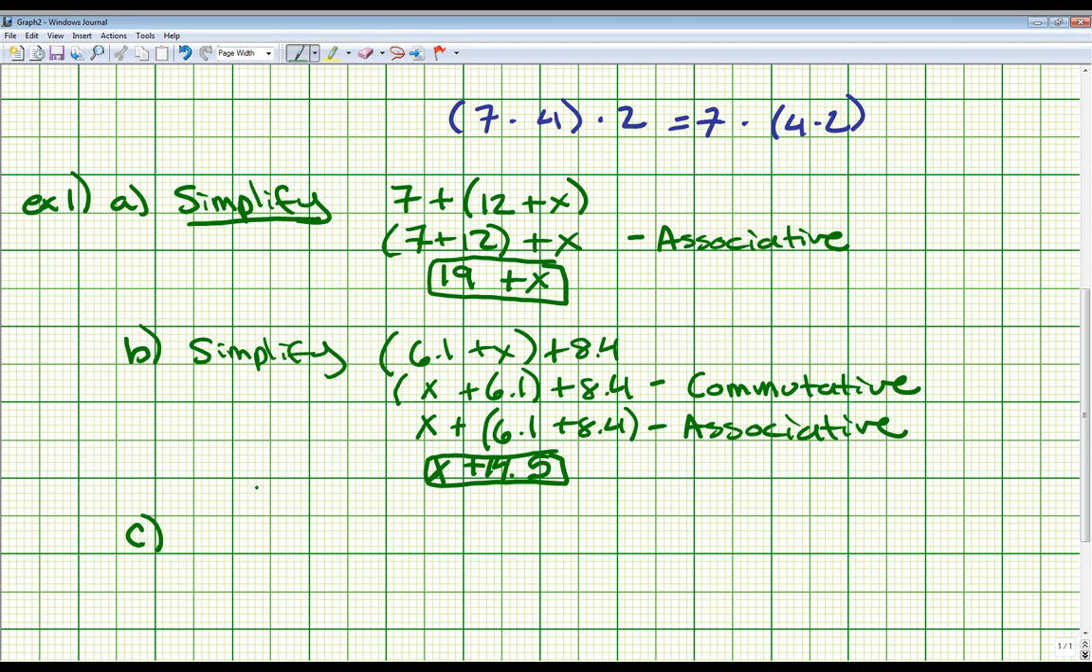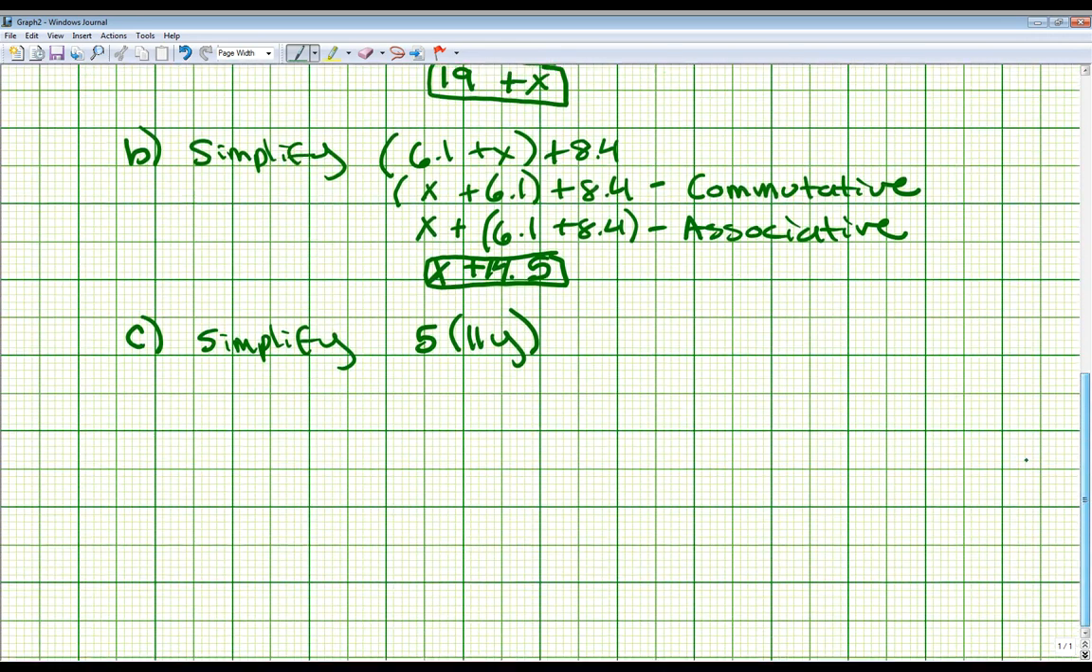And my last example for this one would be to simplify 5. So we'll write simplify again. We have 5 parentheses 11y. What I see happening here is a lot of multiplication. So remember, if there's no sign in between the 5 and the parentheses, it really means times. And if there's no sign in between a number and a letter, it also means times.